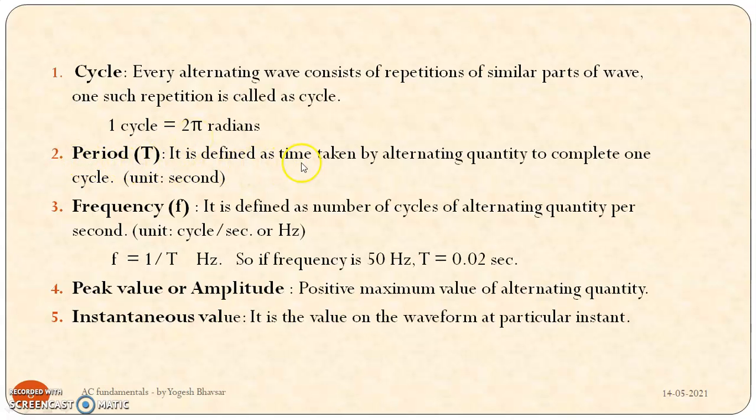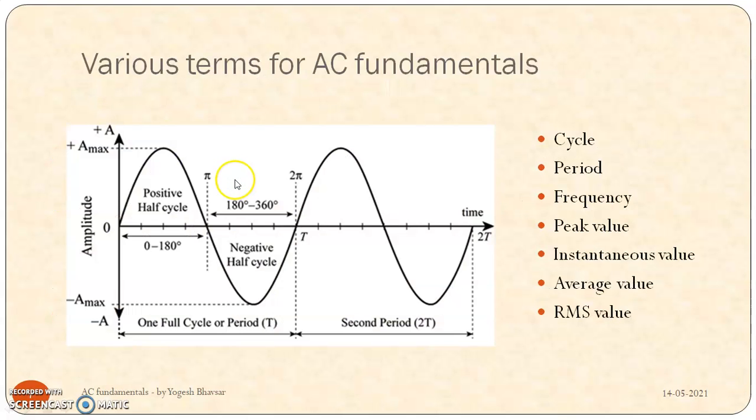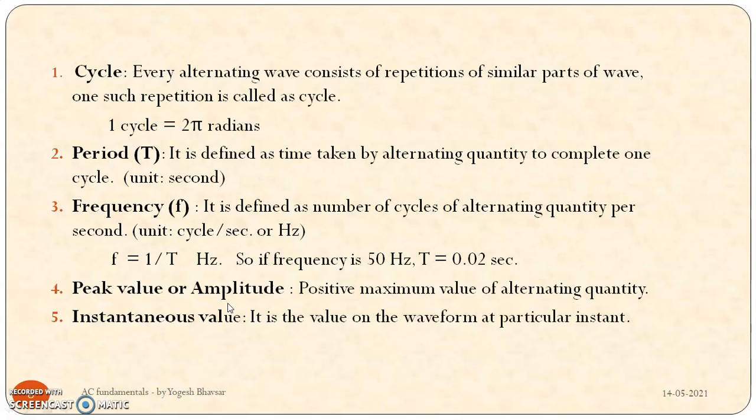Time period is defined as the time taken by an alternating quantity to complete one cycle. So for completing that one cycle, the time required is called the time period. Very simple, denoted by T and measured in seconds.